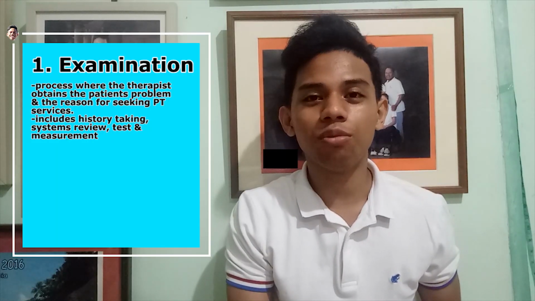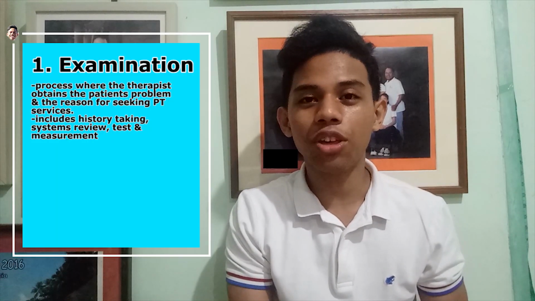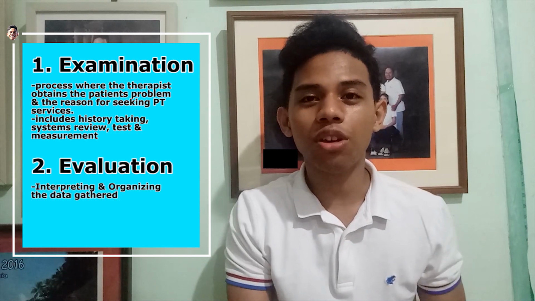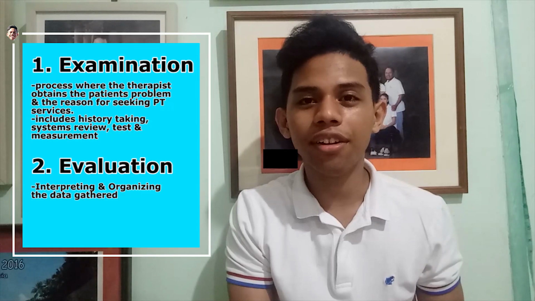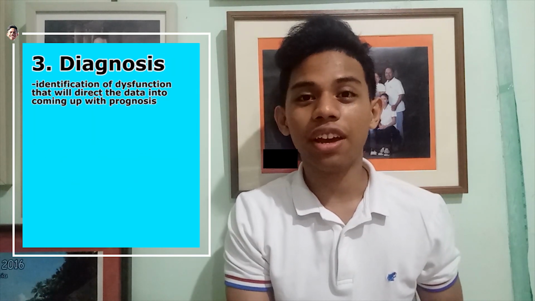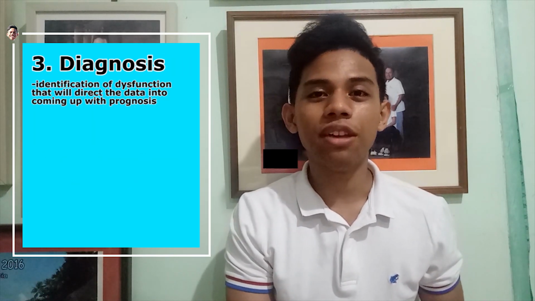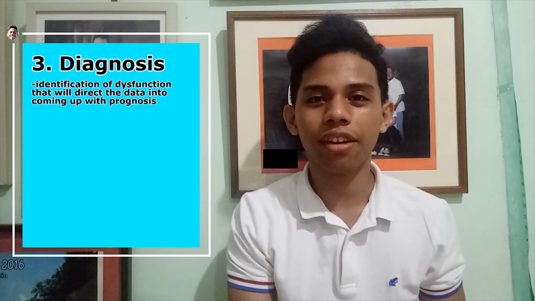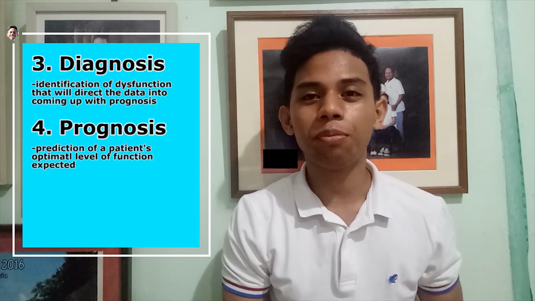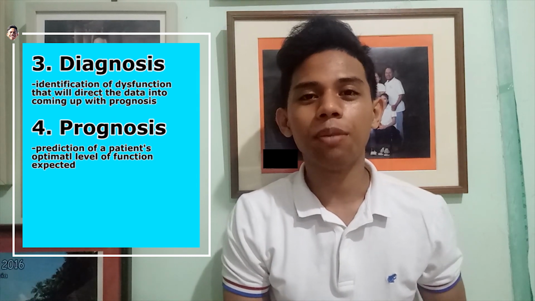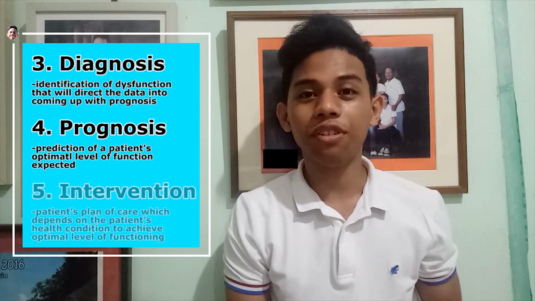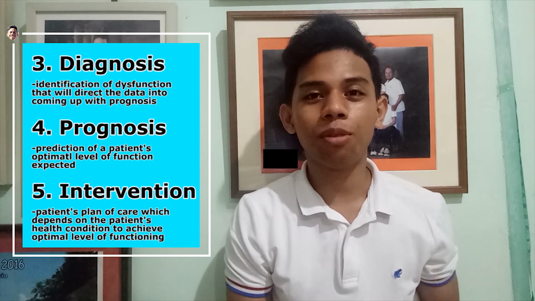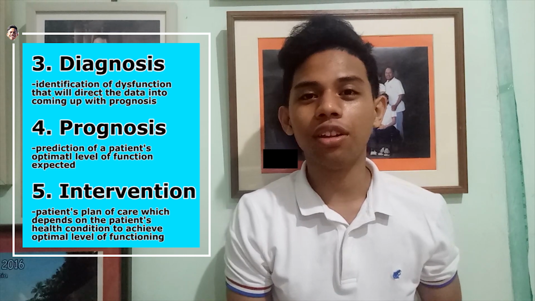First is the examination, when you are obtaining data from the patient. Second is the evaluation, when you are interpreting and evaluating the data gathered. Third is the diagnosis, which is the identification of dysfunction based on the data gathered and evaluated. Fourth is the prognosis, which is a prediction of the optimal level the patient can achieve. And fifth is the intervention, which refers to the plan of care or the treatment given to the patient depending on his or her health condition or case.